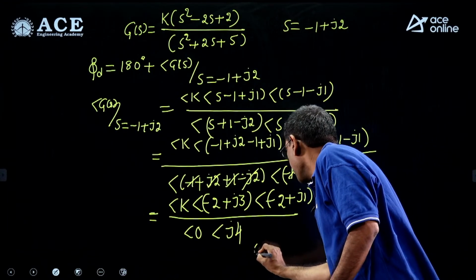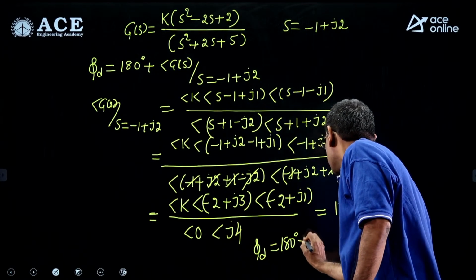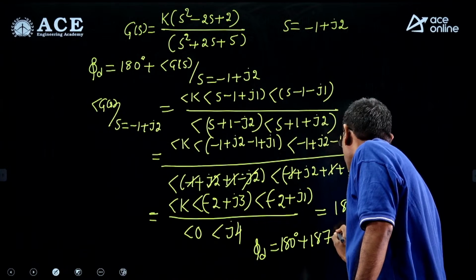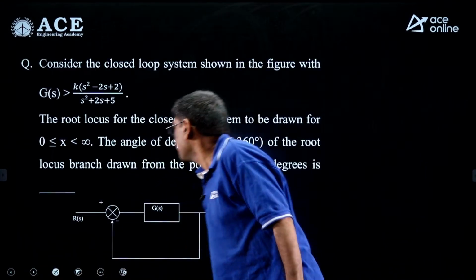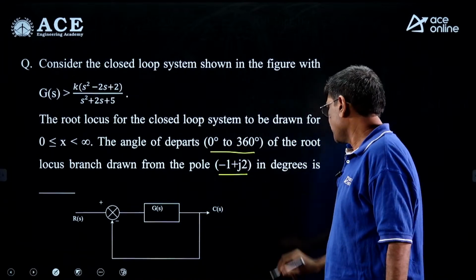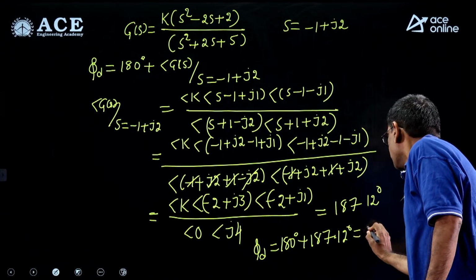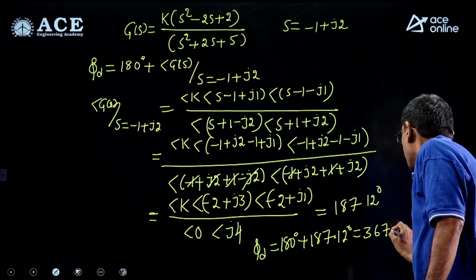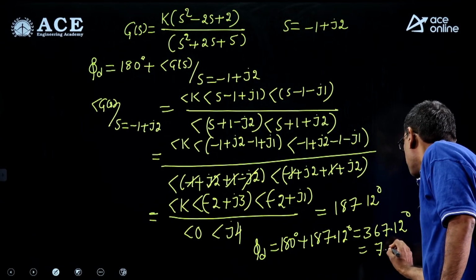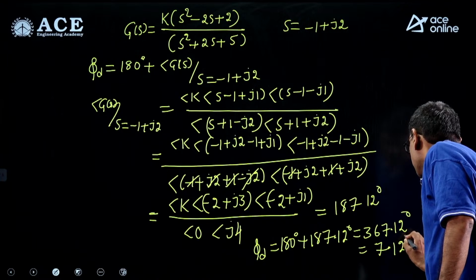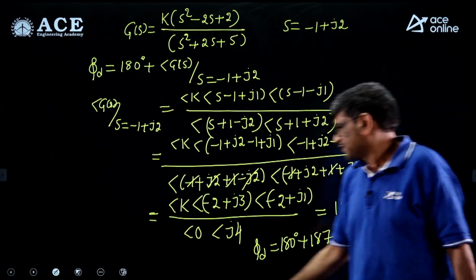Then if you find phi d, then 180 plus angle GH, 180 plus 187.12 degrees. But the question mentions that the range is given 0 to 360 degrees. So we can write this equal to 367.12 degrees. So if we remove 360 degrees, I can write 7.12 degrees. The answer is 7.12 degrees. Next.